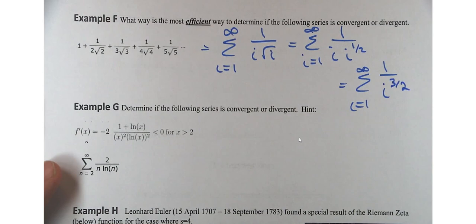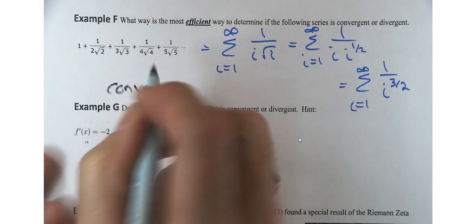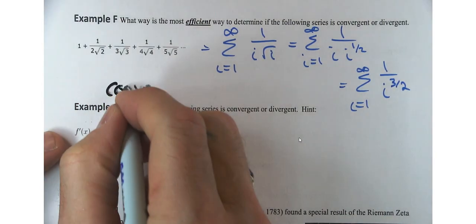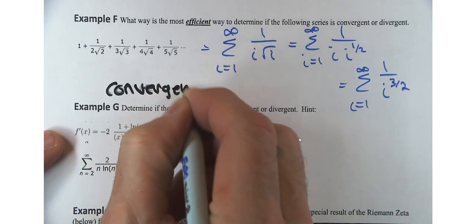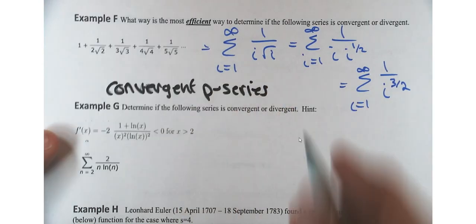3/2. Anika, what do you think? Is this going to converge or diverge? Yeah, it converges. So this is convergent. Why does it converge? Yeah, it's a p-series. p greater than 1. So convergent, p-series. Nice. Nice.